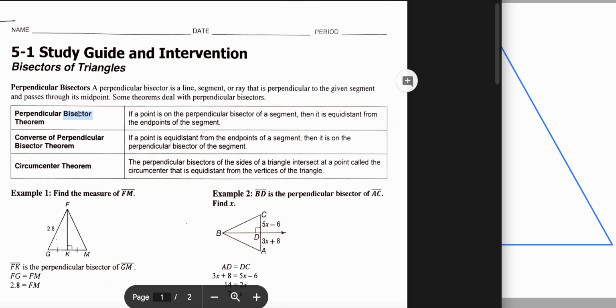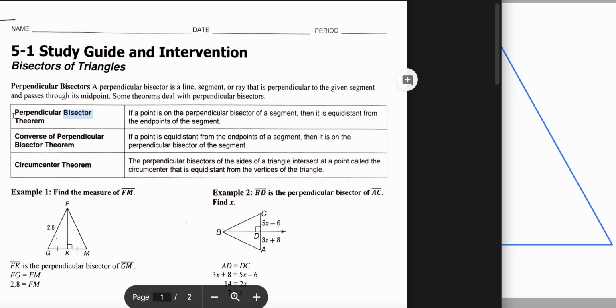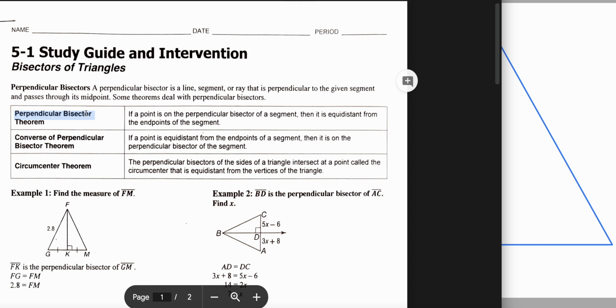And then we have the second part where we have bisector. And what does bisector mean? It means that FK, if it's a perpendicular bisector, is perpendicular and forms a 90-degree angle with GM, and it splits GM into two equal segments, namely GK and KM. So that's what a perpendicular bisector is.